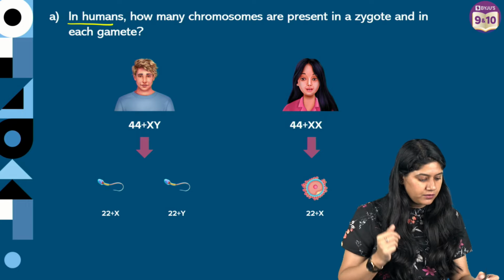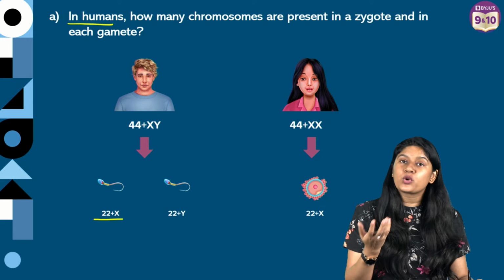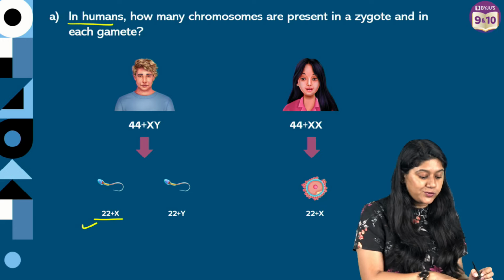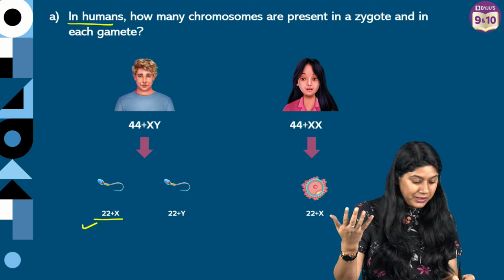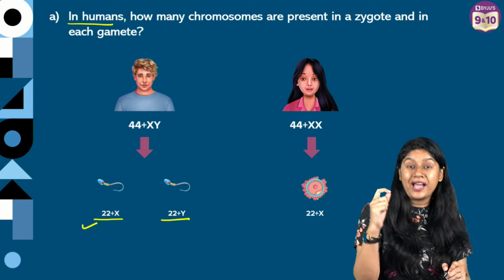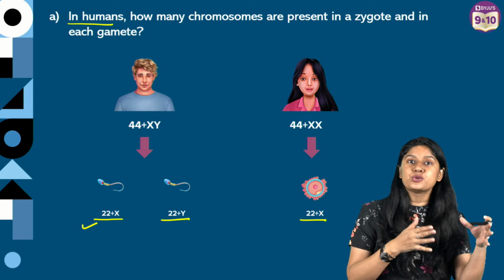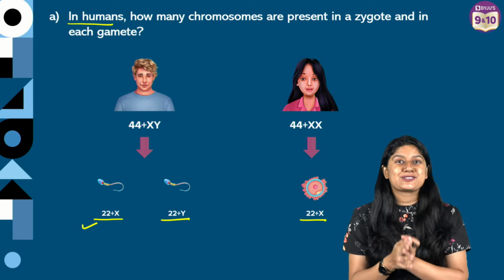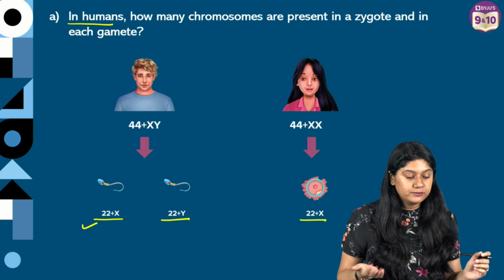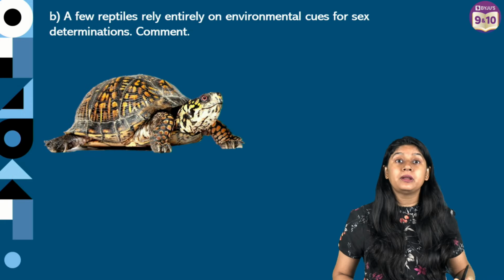And in the gamete, we will have 23 chromosomes. Of course, over here it is 22 plus X in the female, and in the male it is 22 plus X or 22 plus Y. So that's the answer we have, right? Moving to question number B.